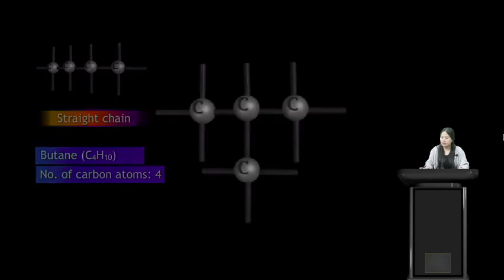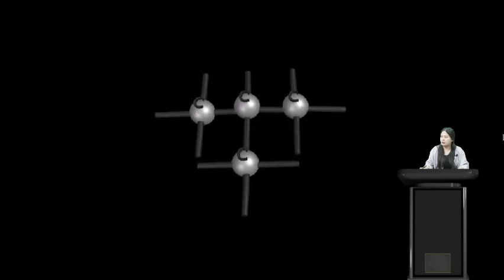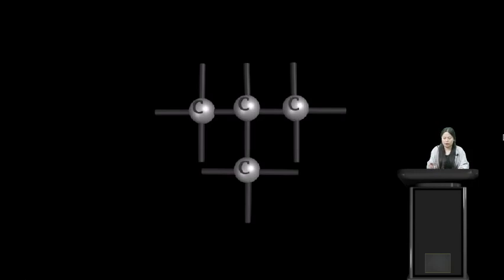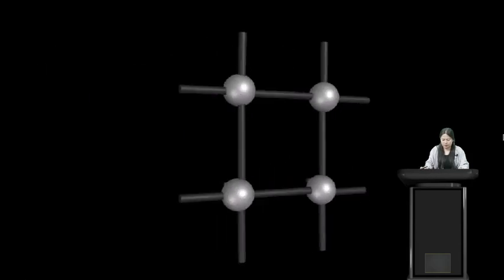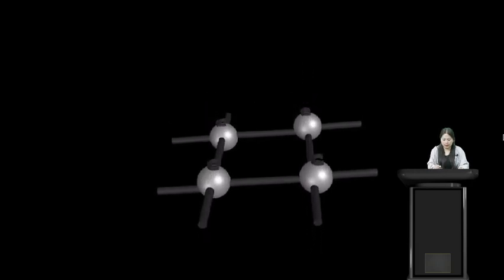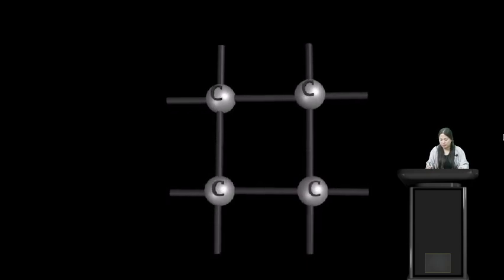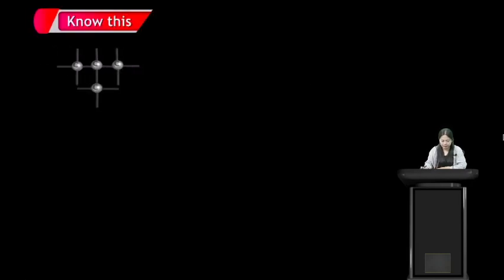Now let us write another structure using 4 carbon atoms. So this is another structure of butane. We have 4 carbon atoms bonded together by single bonds. This is branch chain. And we have another structure here. We have 4 carbon atoms in this case, but they form a ring structure. Yes, students? So here, by making use of this one formula, that is C4H10, we have the straight chain, we have branch chain, we have ring structure. Okay? So know this.